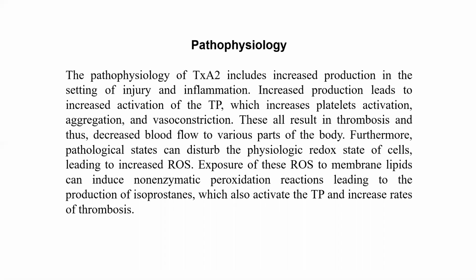Furthermore, pathological states can disturb the physiological redox state of cells, leading to increased ROS. Exposure of these ROS to membrane lipids can induce non-enzymatic peroxidation reactions, leading to the production of isoprostanes, which also activate the TP receptor and increase the rate of thrombosis.